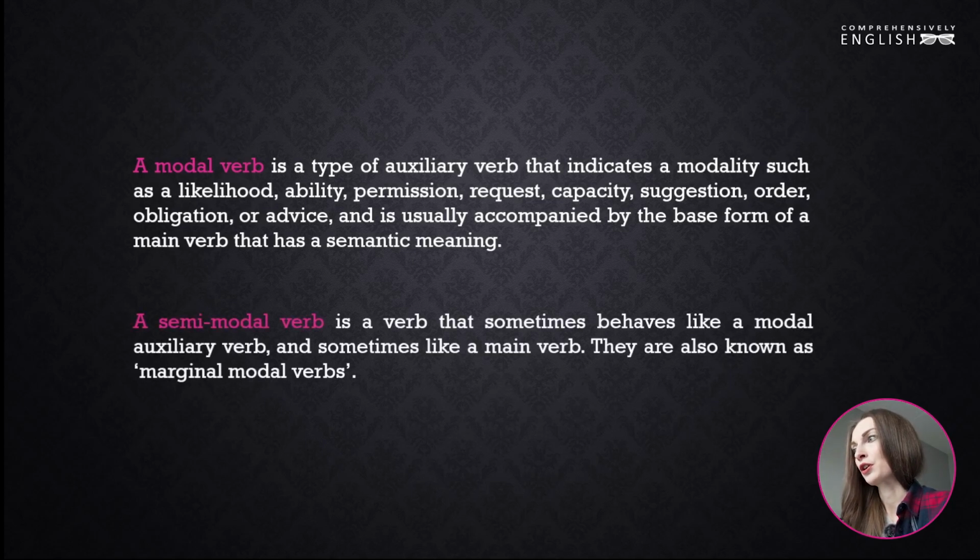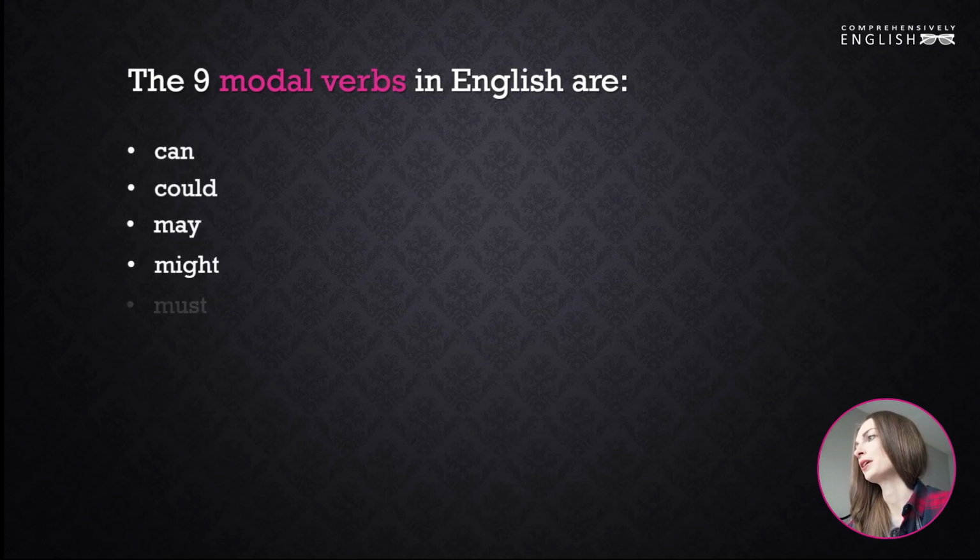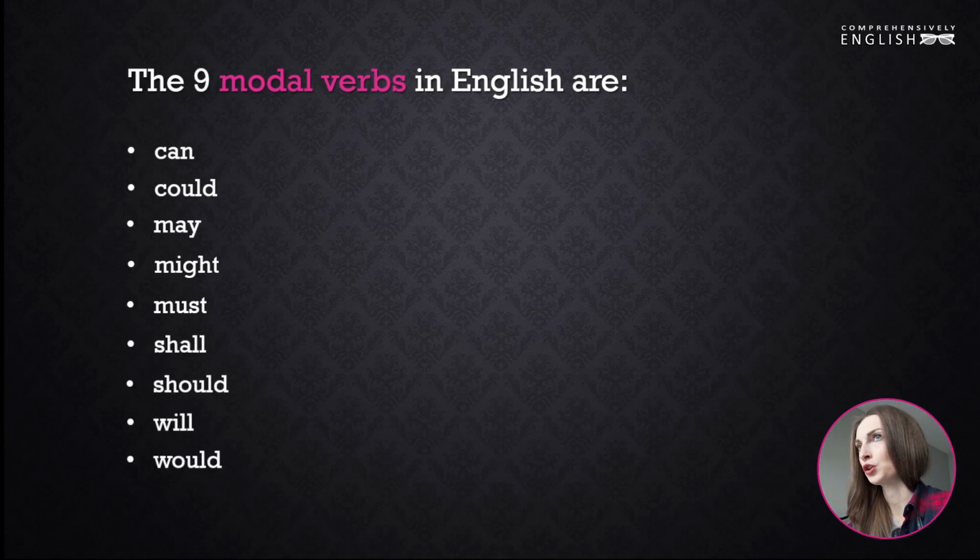A semi-modal verb is a verb that sometimes behaves like a modal auxiliary verb and sometimes like a main verb. Semi-modal verbs are also known as marginal modal verbs. There are 9 modal verbs in English, and we talked about them in the previous video, but let's just quickly repeat. Can, could, may, might, must, shall, should, will, and would.